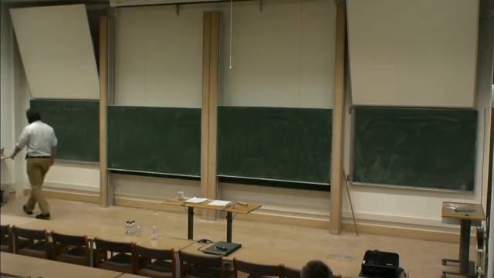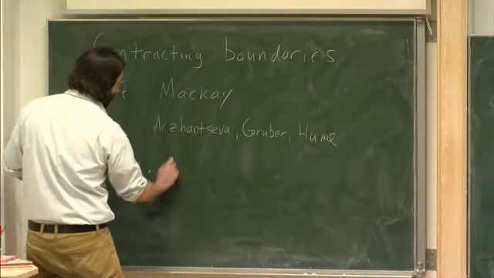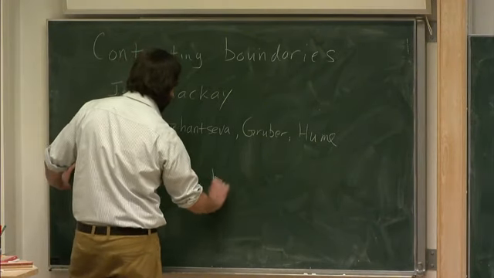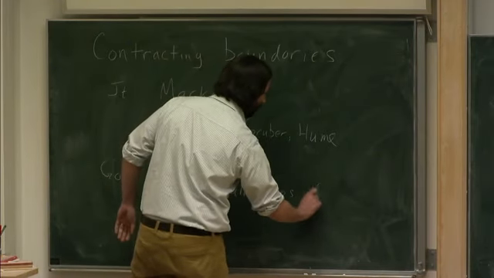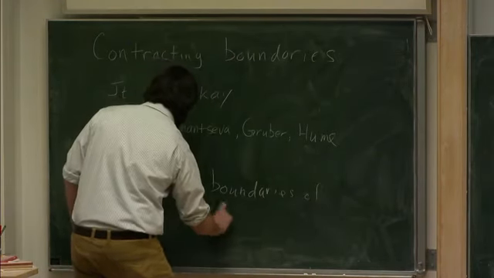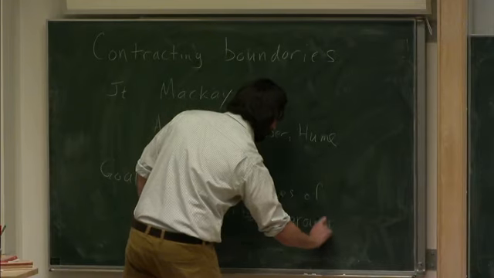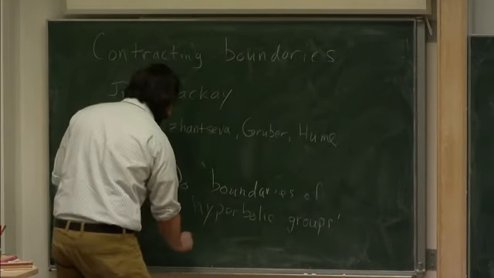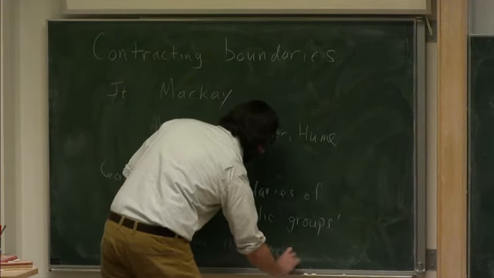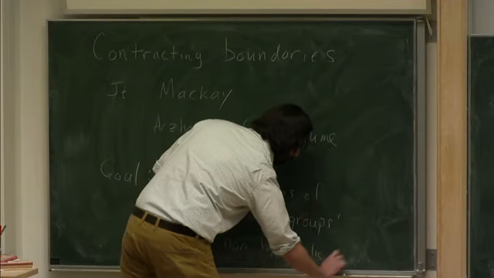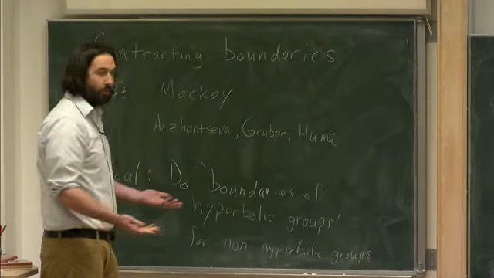So the goal, the very broad and vague goal, is to do boundaries of hyperbolic groups for non-hyperbolic groups. And so that's vague. What exactly do we want to do?